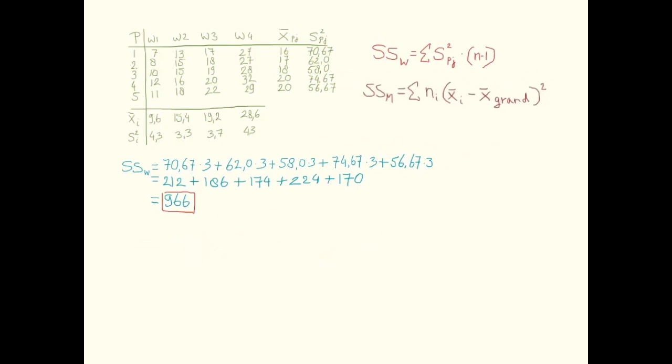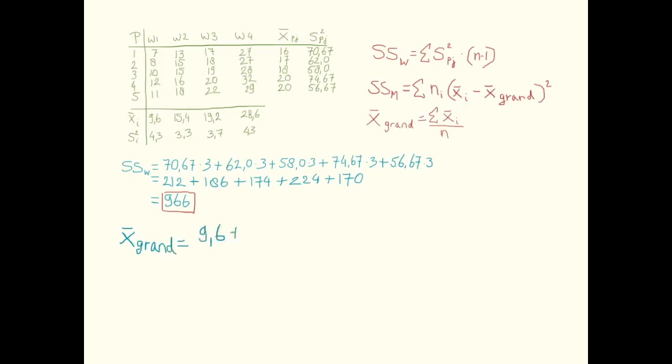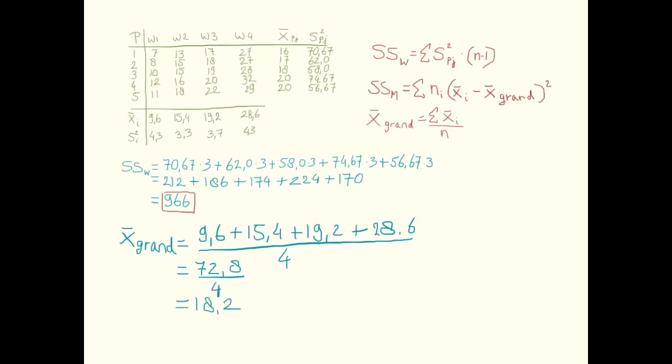To calculate this, we first need the grand mean. We can calculate the grand mean by dividing the sum of means per week by the number of weeks. We can fill in this formula. The grand mean is 9.6 plus 15.4 plus 19.2 plus 28.6 divided by 4. This equals 72.8 divided by 4, so the grand mean is 18.2.